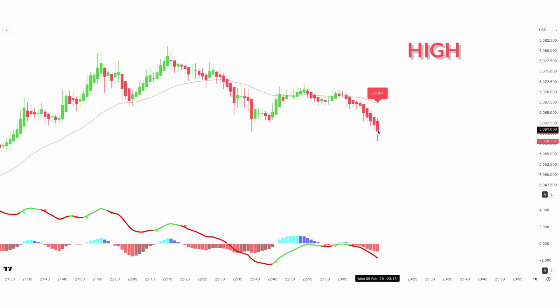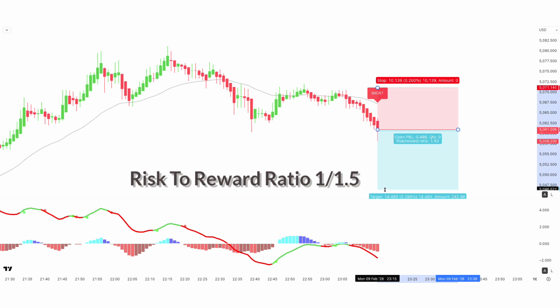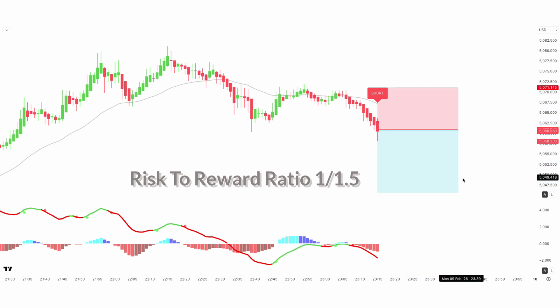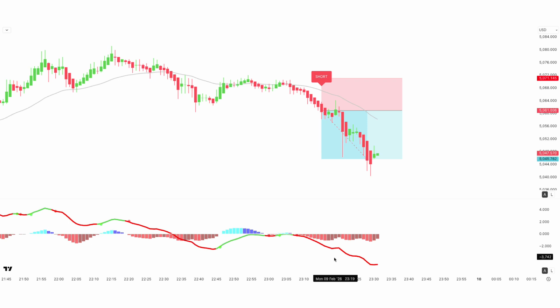Our stop loss is to be placed at the previous high of the market, and the risk-to-reward ratio will be 1:1.5. Let's see what happens to our trade. We have won the trade. Let's find the next trade.